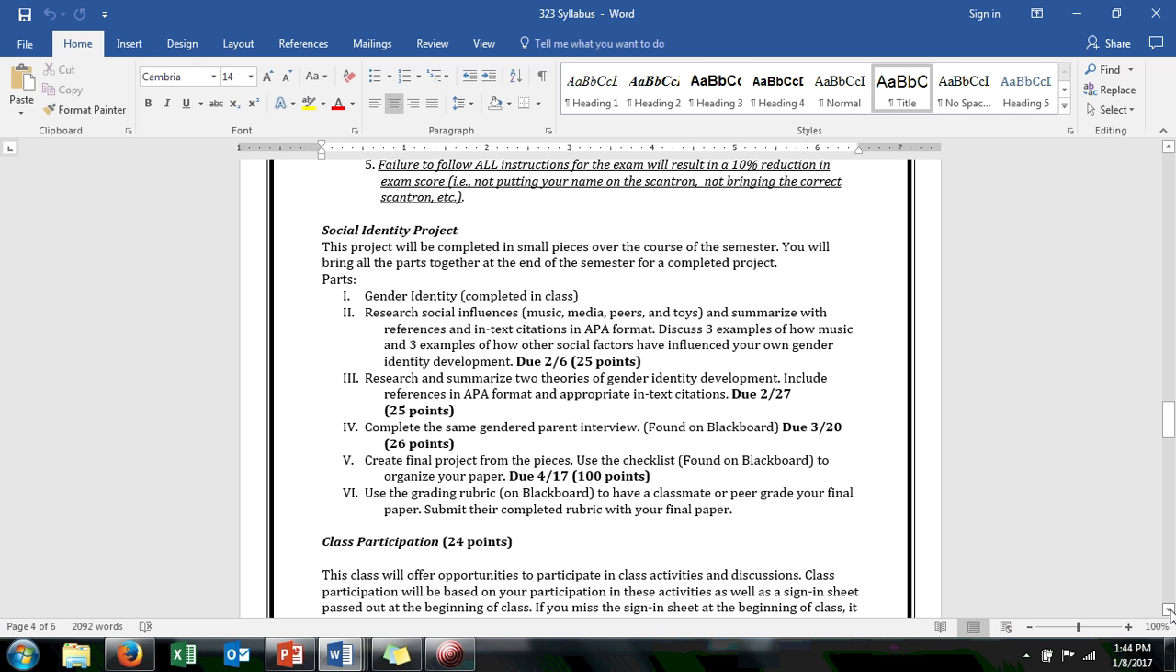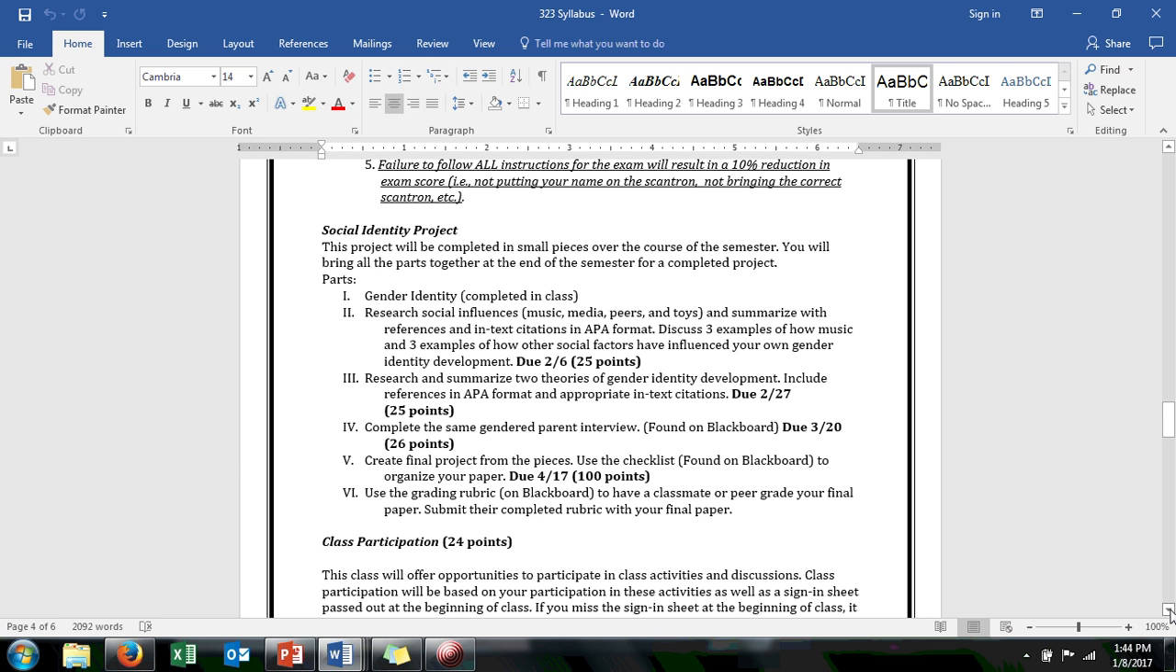The fourth part will be looking at your same-gendered parent. Now, if you do not have a same-gendered parent that you can interview, for whatever reason, someone who is the same gender from the same generation as your parents would be appropriate. Somebody who's had an influence on your life, so it could be an aunt, uncle. If you really need to go back a generation, you could do a grandparent as well, as long as they were some sort of influence on your life.